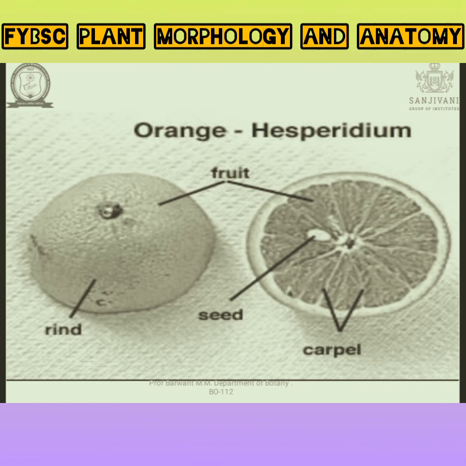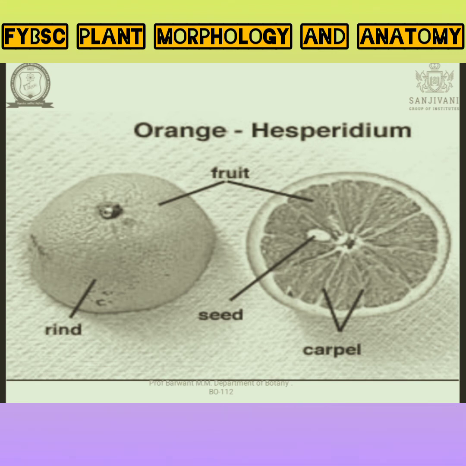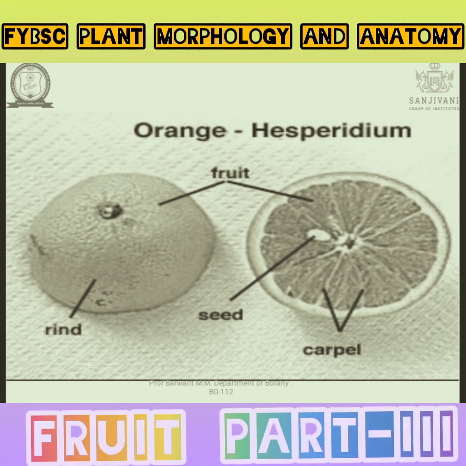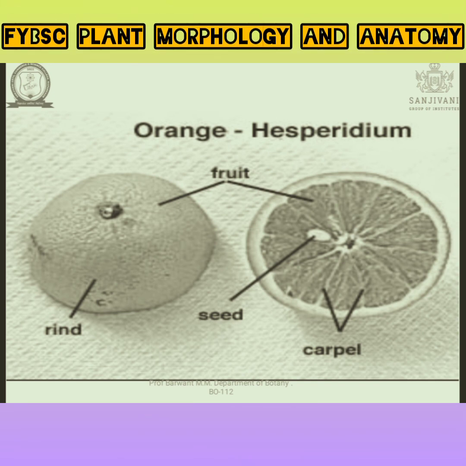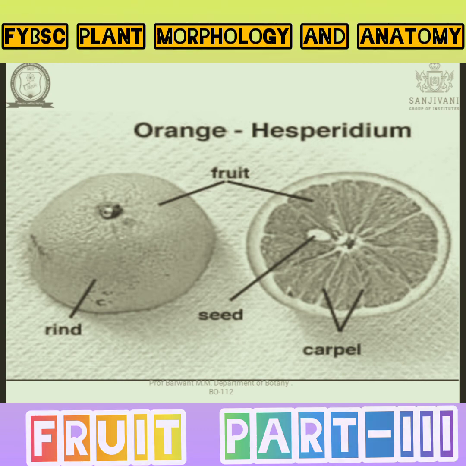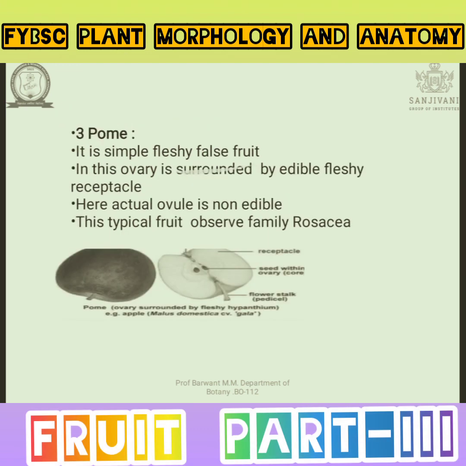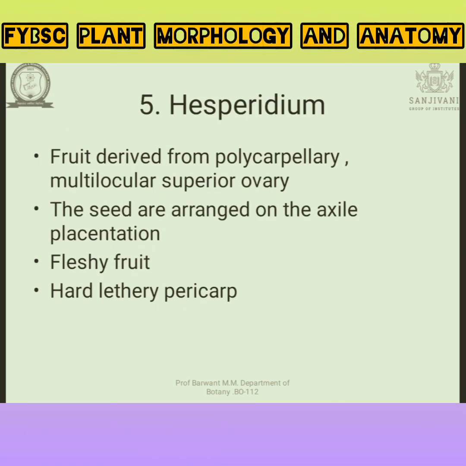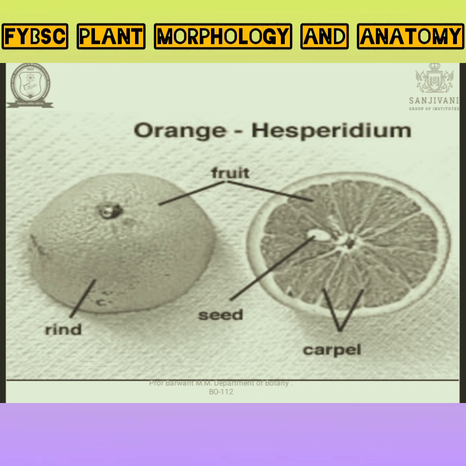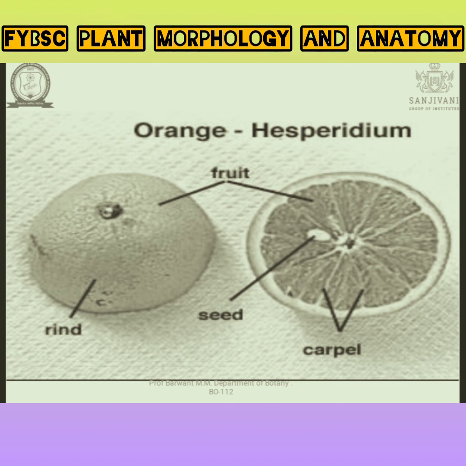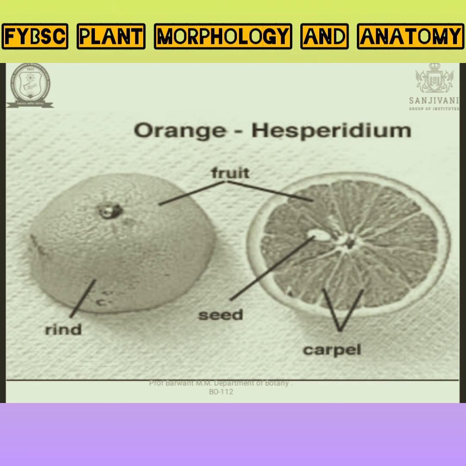Those are the fleshy types of fruit. Those are the five types. First I have explained drupe fruits, then berry, pome, pepo and hesperidium. In this, we can easily remember with the help of example and character. You can easily remember it.